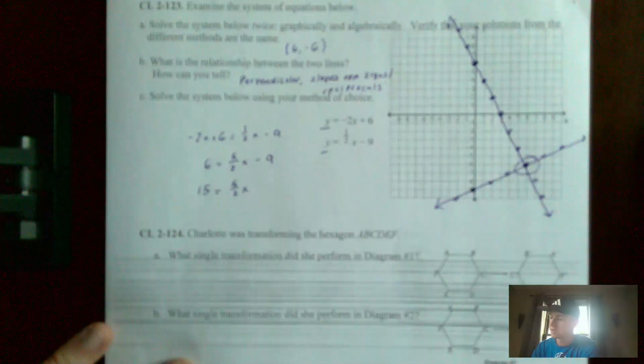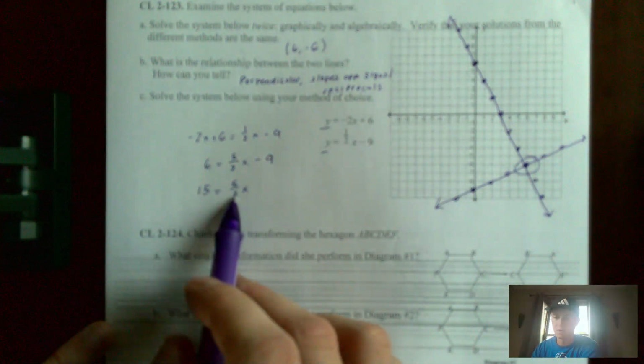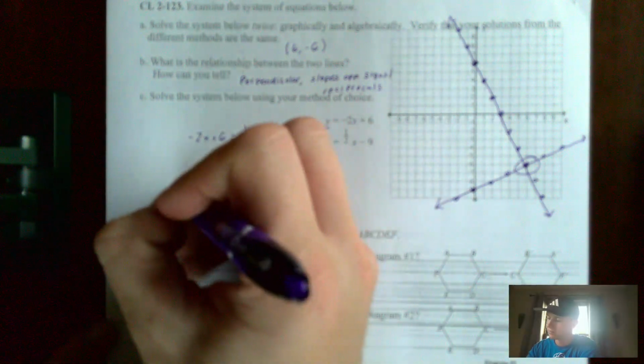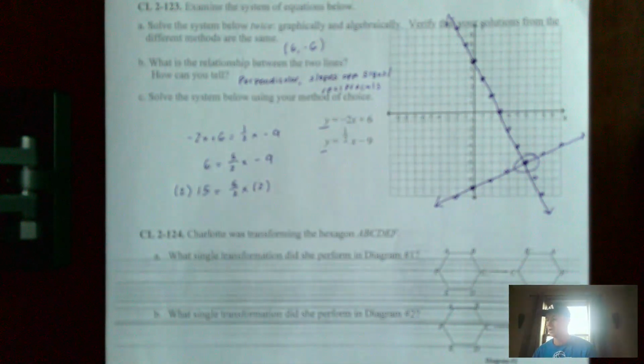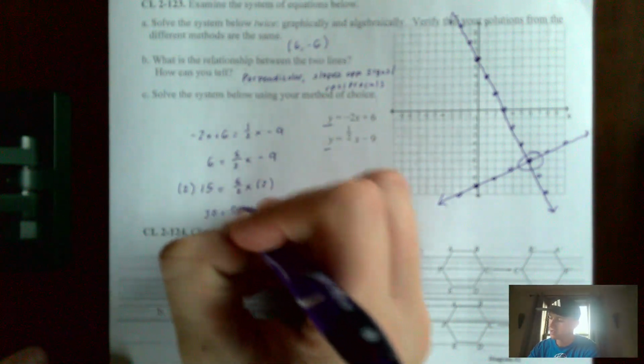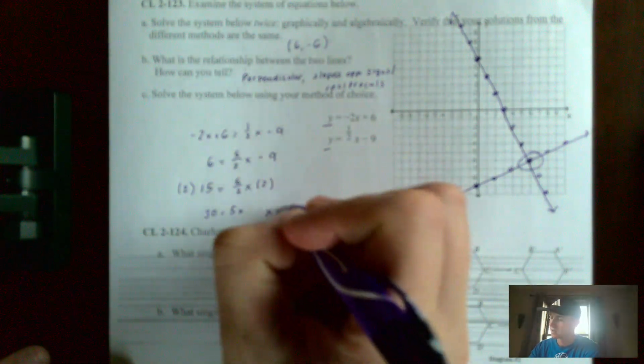Now what I want to do again is simplify. So if you look here, you have something being divided by 2. I'm going to multiply it out, so I get that value. In this case again, 15 times 2 gives me 30, equal to 5x, because again that's left on the top. Then I just divide by 5 on both sides, and x equals 6.